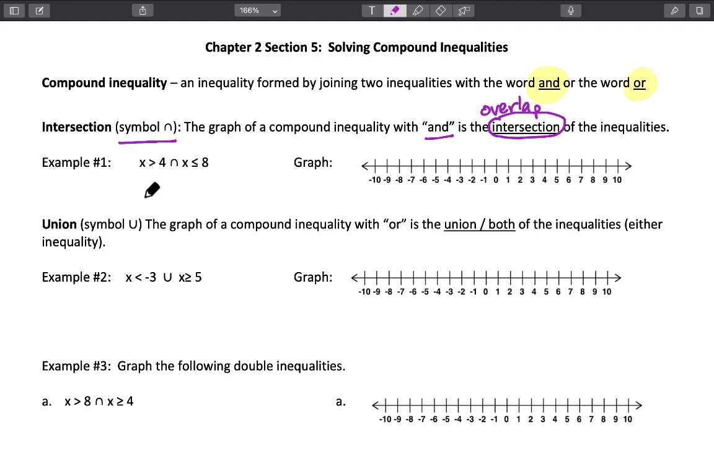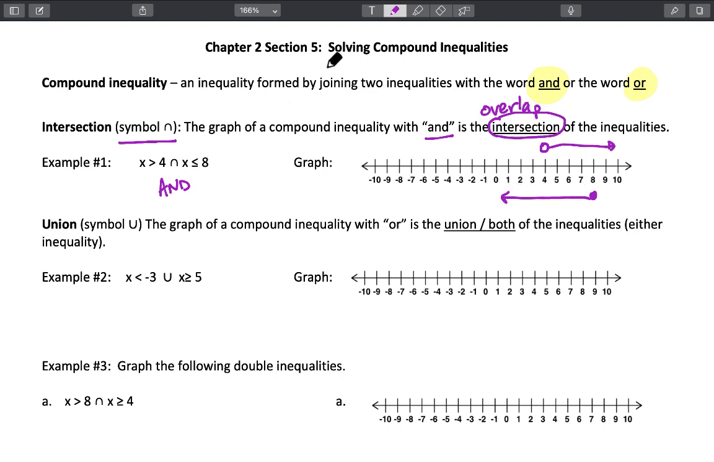I want all of the x's that are greater than 4 and all the x's that are less than or equal to 8. So if we were to graph these two inequalities separately, all the x's greater than 4 would be an open circle here at 4 and everything to the right. And all the x's less than or equal to 8 would be a closed circle here at 8 and everything to the left of 8.